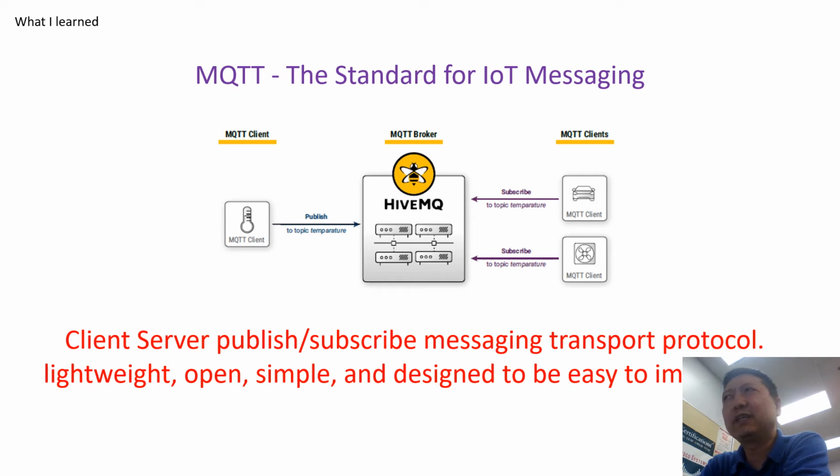A publisher creates a message and publishes it to a certain topic. A subscriber receives the messages relevant to the topic it is subscribed to. Publishers and subscribers may switch roles, and sometimes MQTT clients take on the role of both.